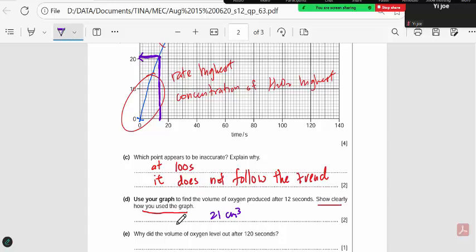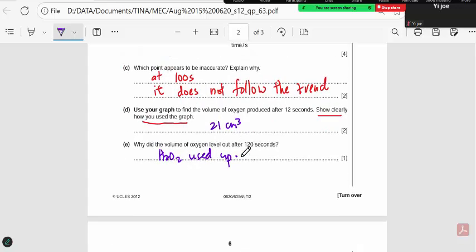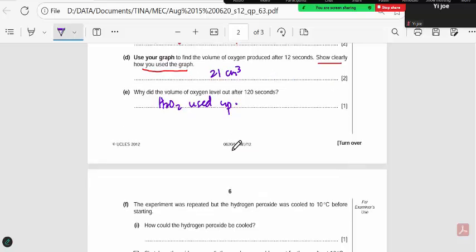Why did the volume of oxygen level out at 100 seconds? Because hydrogen peroxide is used up. Hydrogen peroxide used up. Level out means flat, no more reaction. Can you understand?